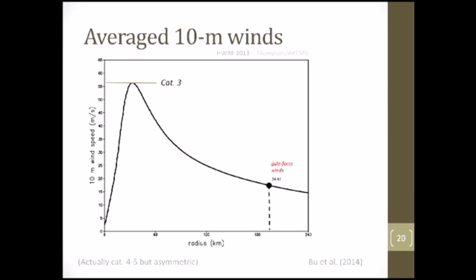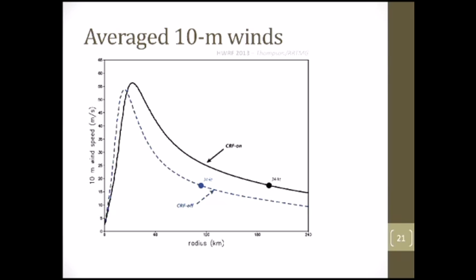Okay, this is the average 10-meter winds. The horizontal axis is radius from the storm center out to 240 kilometers. The vertical axis is the 10-meter wind speed. And so I'm showing you that the radius of 34-knot winds is about 180 kilometers or so. That's the CRF-on simulation. The CRF-off simulation, other things being equal, produces a tropical cyclone that is much narrower. It's actually 74% smaller, going from the smaller to the larger value. So that's a significant amount that influences things like storm speed.